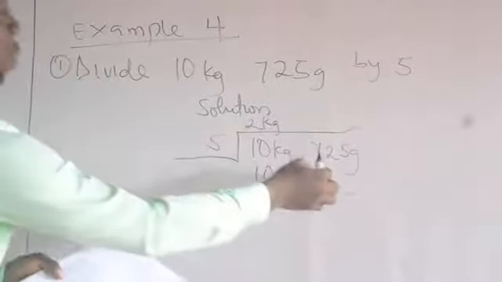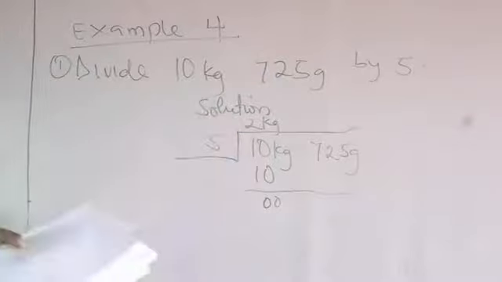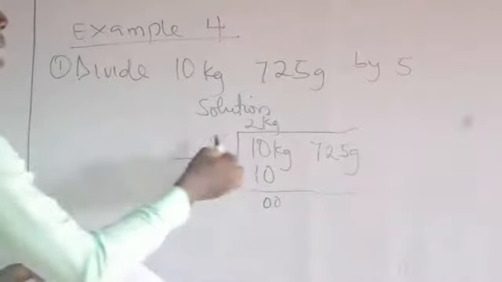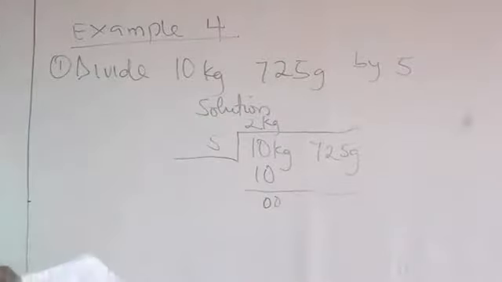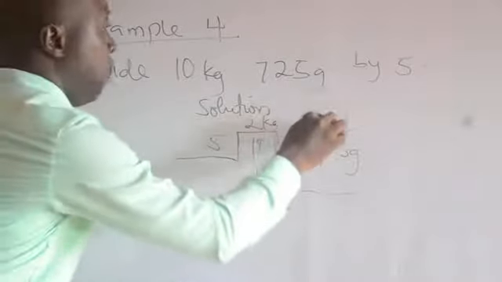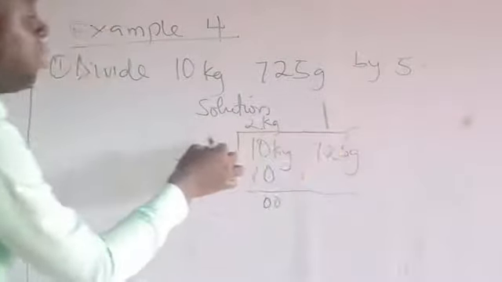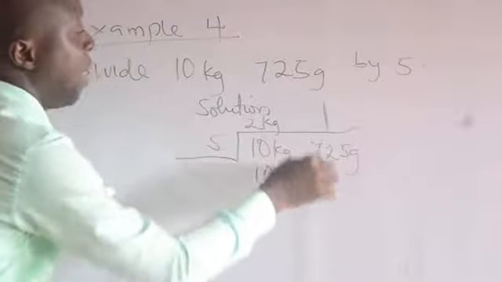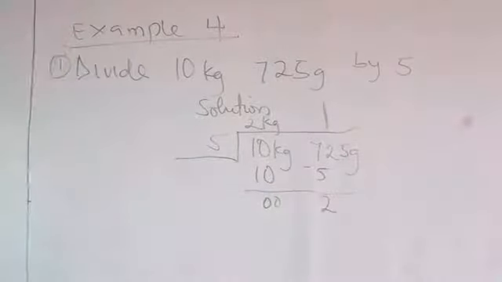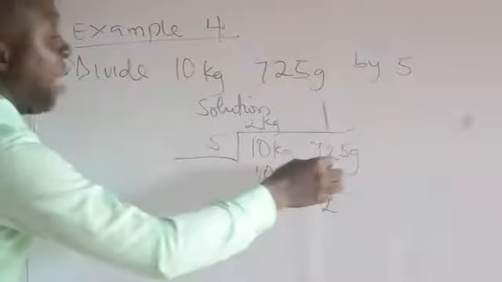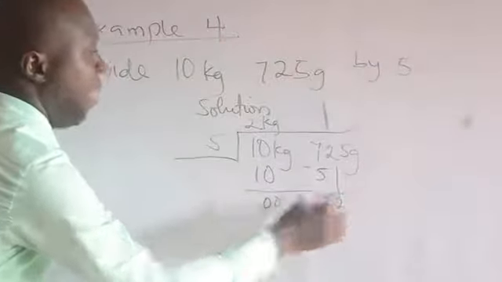Then we'll now use 7 to divide by 5. 7 divided by 5 will give us 1, remainder 2. So we'll put down our 1. 1 times 5 will give us 5. And 7 minus 5 will give us 2. But 2 cannot be divided by 5 because 5 is greater than 2. So we'll bring down the next 2, making what?